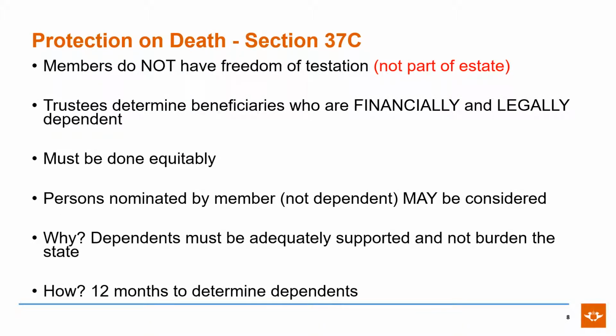When a member of a retirement fund passes away before retirement, their benefits will be protected under Section 37C of the Act. And also, members do not have freedom of testation, so their retirement benefits do not form part of the estate. And the trustees of the fund need to determine which beneficiaries are financially and legally dependent upon the deceased, and when a distribution will be made equitably between these parties, and they have 12 months to determine who the dependents are.